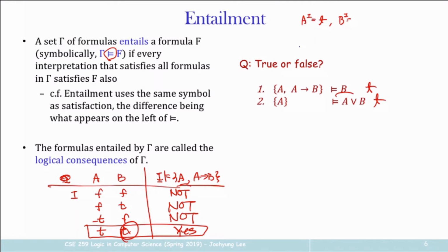Any question up to this part? Because we are going to have more examples. So if you don't get it, then probably you'll miss it, right? Any question?